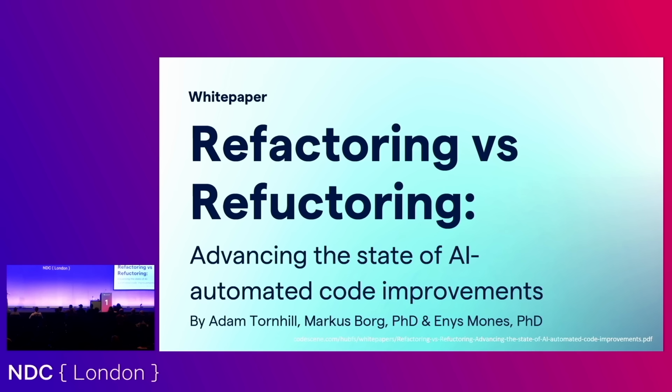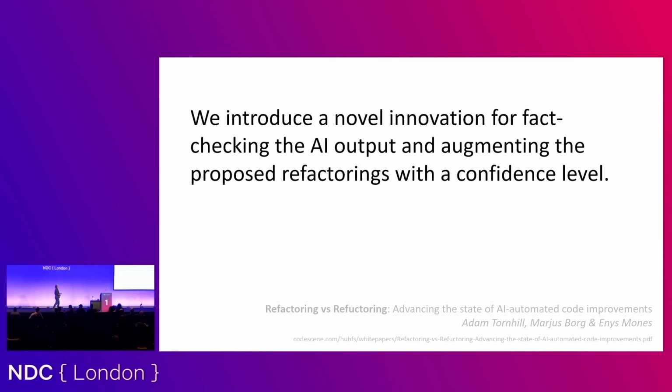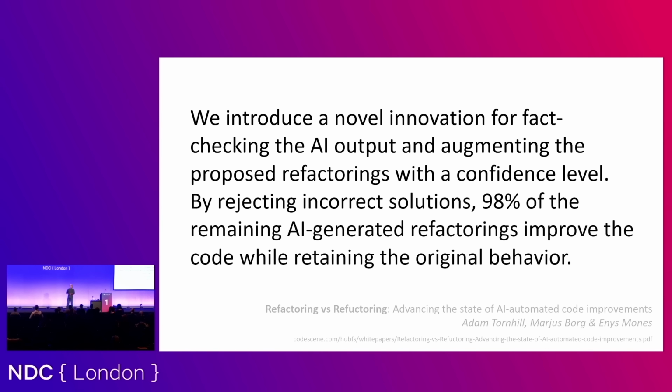AI, it's a thing. Refactoring versus refactoring. Advancing the state of AI automated code improvements. We might think, okay, legacy, we have a way out. We are going to use AI. Sprinkle pixie dust. We introduce a novel innovation. This is one of the interesting things. So I'm actually putting one of the conclusions here first. We introduce a novel innovation for fact-checking the AI output and augmenting the proposed refactorings with a confidence level. By rejecting incorrect solutions, 98% of the remaining AI-generated refactorings improve the code while retaining the original behavior.